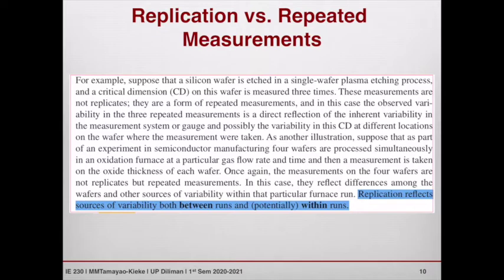Let's look at another illustration. Suppose that as part of an experiment in semiconductor manufacturing, 4 wafers are processed simultaneously in an oxidation furnace at a particular gas flow rate and time. And then, a measurement is taken on the oxide thickness of each wafer. Once again, the measurements on the 4 wafers are not replicates but repeated measurements. In this case, they reflect differences among the wafers and other sources of variability within that particular furnace run. Remember, replication reflects sources of variability both between runs and potentially within runs.